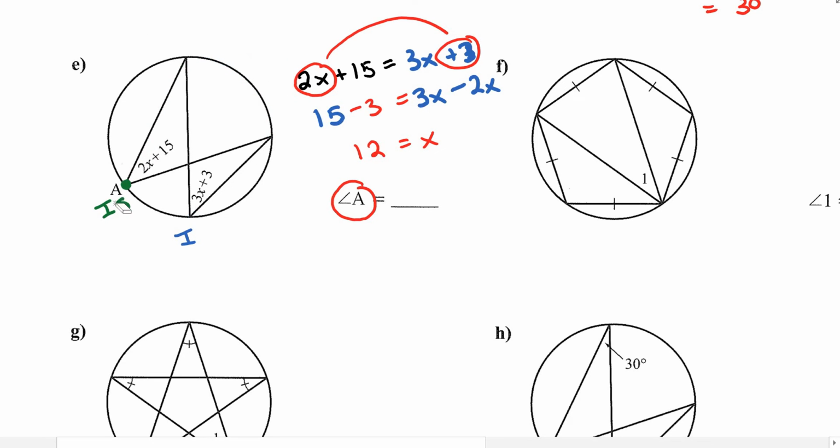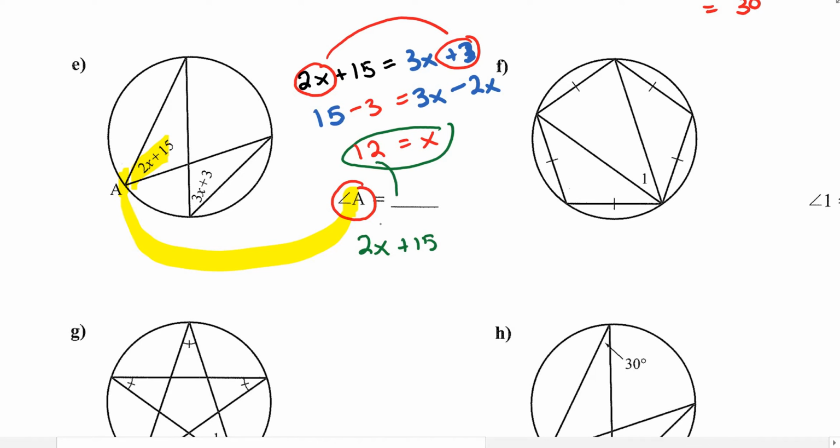All right, so let's go back to the original problem. Where is angle A? Angle A is right there, so what's this value there? Well, it's 2x plus 15. And we know that x equals 12, so this 12 will just go over here now. So that would be 2 times 12 plus 15. So that's going to be 24 plus 15, which is equal to 39 degrees. So this is going to be 39 degrees there.